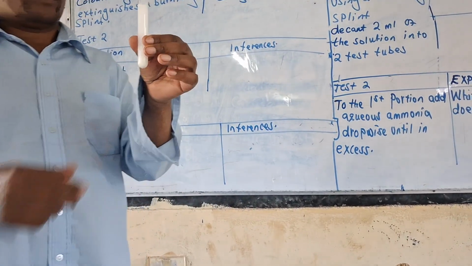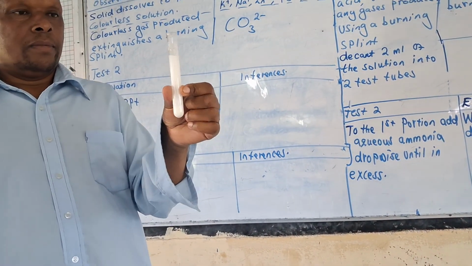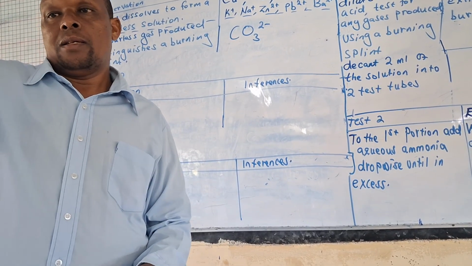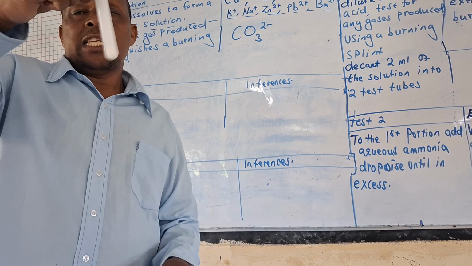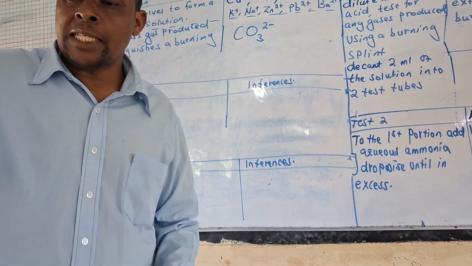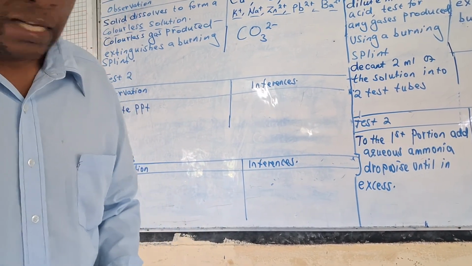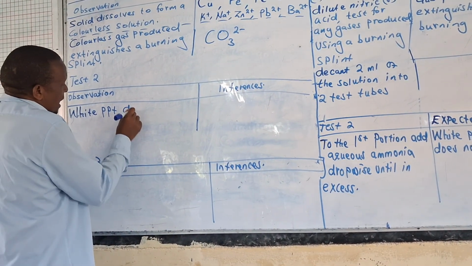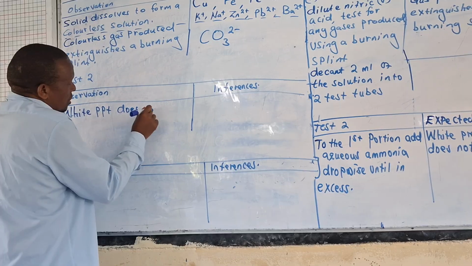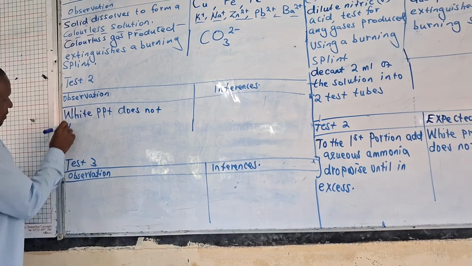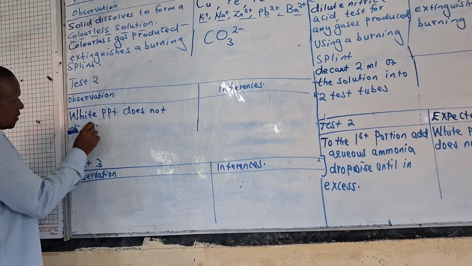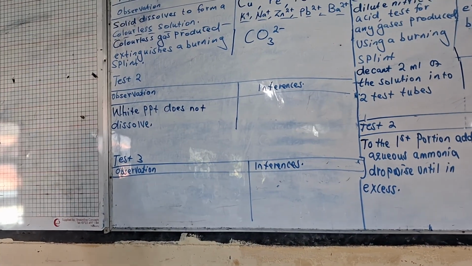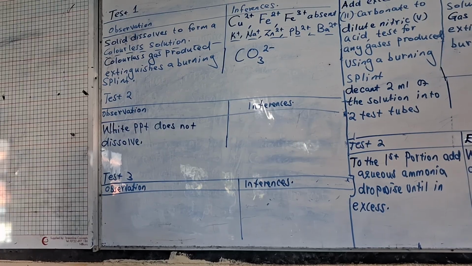Good. So look at that. Has it dissolved? No. This is a white precipitate, and the precipitate has not dissolved. So you just write white precipitate does not dissolve. White precipitate does not do what? Does not dissolve. Very good.